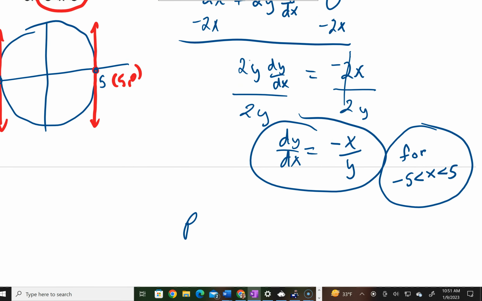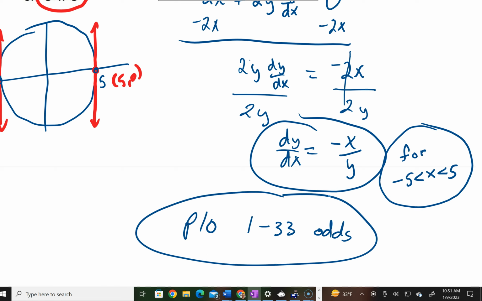Here's where we're going to go to page 10, and we're going to do 1 through 33, the odds. And we've got our brand new textbook. I've put a link in our textbook, in our Google Classroom, and you can get started on it. But that's our first lesson.